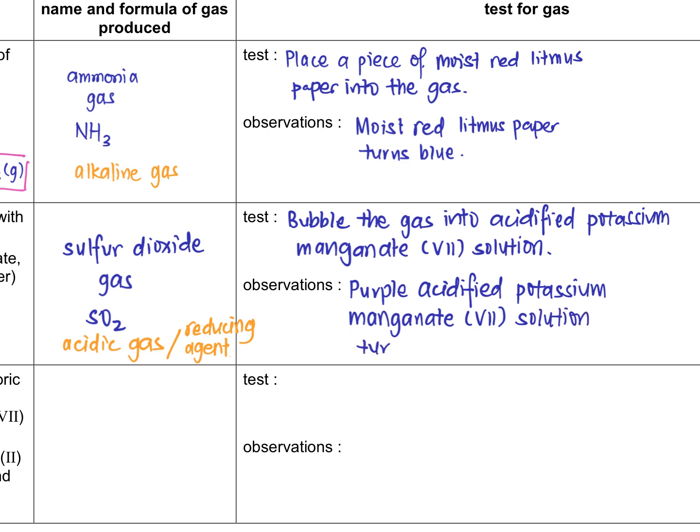Okay, so you can either say it turns colorless. In some books, they actually use the term decolorize. So they refer to the same thing. Okay, but before you even talk about that, please remember you must always state the original color of your potassium manganate. So no point telling me that it turns colorless, it decolorizes without referring back to the original color. Okay, so for observation, remember you must always state the initial color followed by the final color change. Okay?